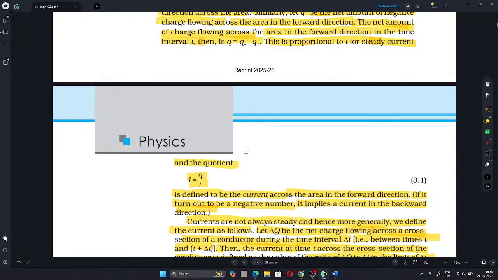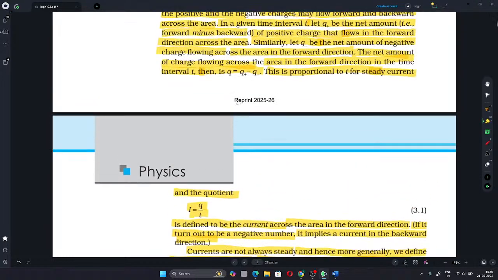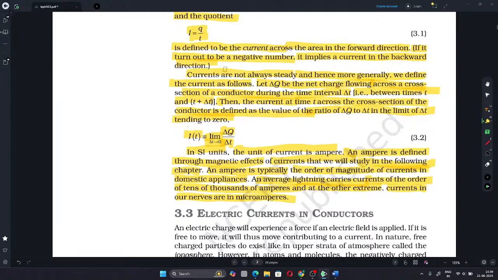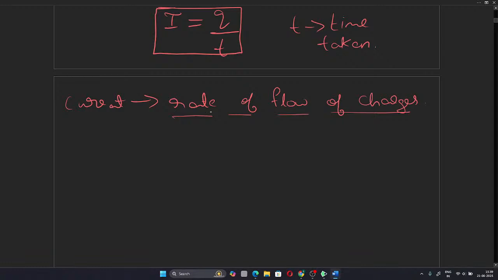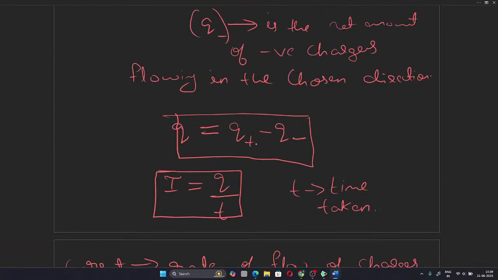This is for steady currents. Based on this definition, in Q plus minus Q minus, we can get Q as negative, and the current also comes out negative. This implies that if we calculated a current across a conductor in this direction and got I negative, that means we took the direction of the current wrong, and the current is actually moving in this direction and not this direction.